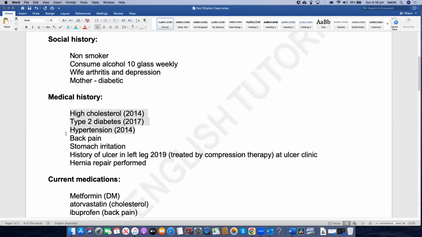So once we put the tick mark against them, put a tick mark here, put a tick mark here, put a tick mark here. Back pain is not important. And what about stomach irritation? Do you think stomach irritation needs to be known by the recipient? No, sir. The vascular surgeon doesn't need to know about the stomach, isn't it? Yes, sir.